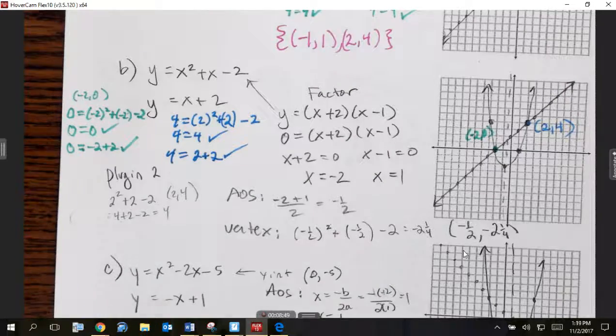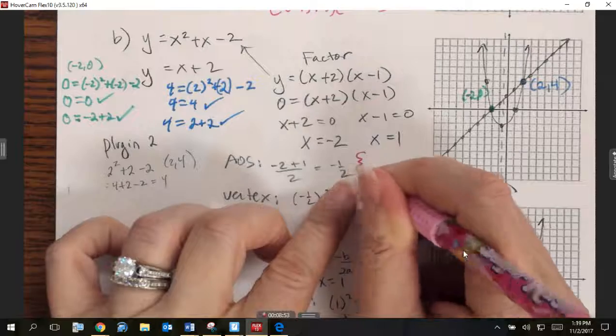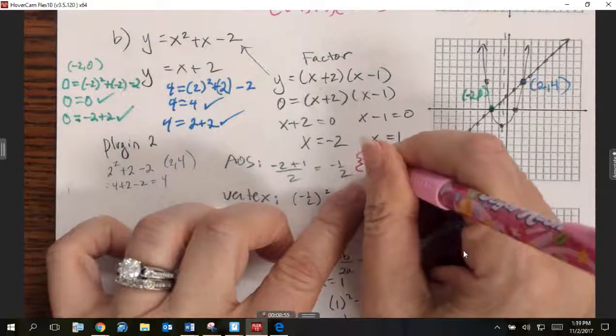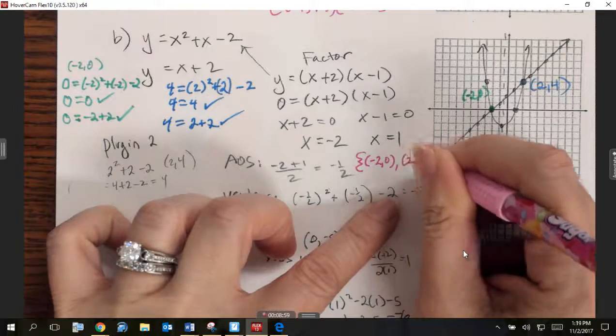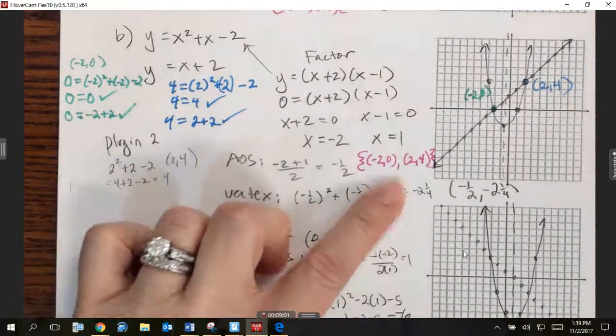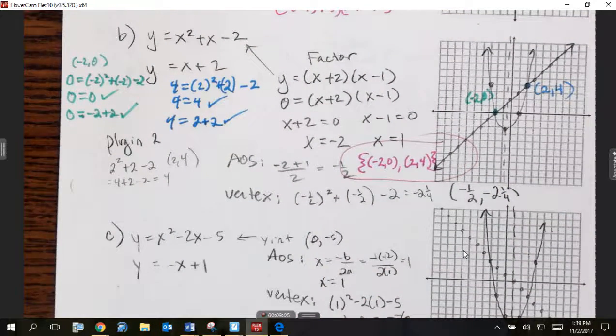So how do we write our solutions? Fancy brackets. Where can I write it? I'll write it over here, I guess. Fancy brackets. List my ordered pairs, -2, 0, and then 2, 4. There's my answer. So as long as you remember how to graph, you should be able to find these answers and check them, okay?